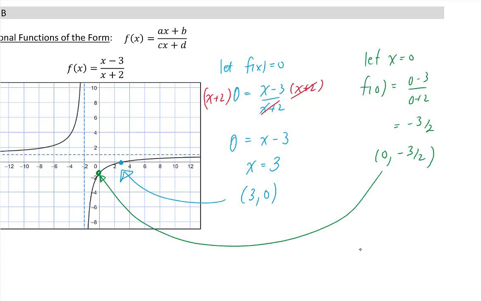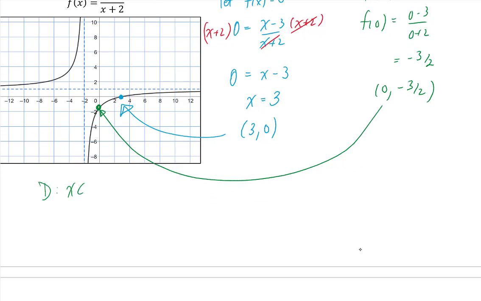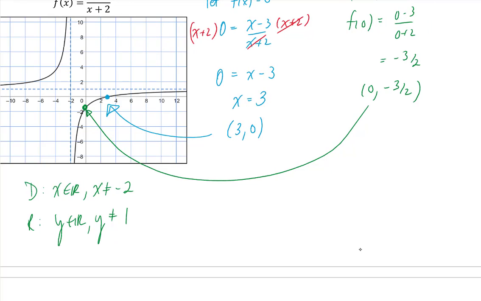This is a function. The domain is that x is any real number, but x cannot equal, if we look at that line there, x cannot equal negative 2. And the range, y is any real number. However, in this case, y cannot equal positive 1. We see that the vertical asymptote is at x equals negative 2.